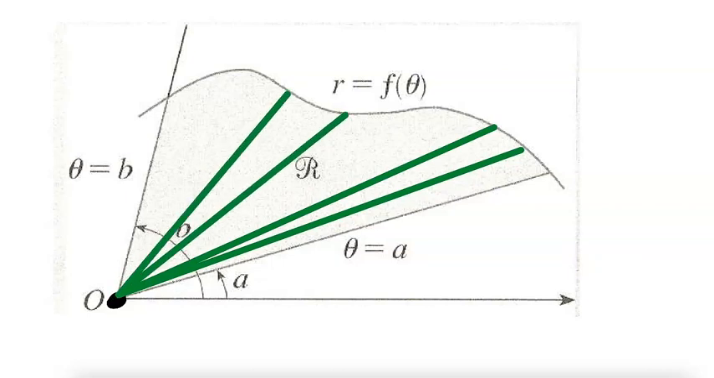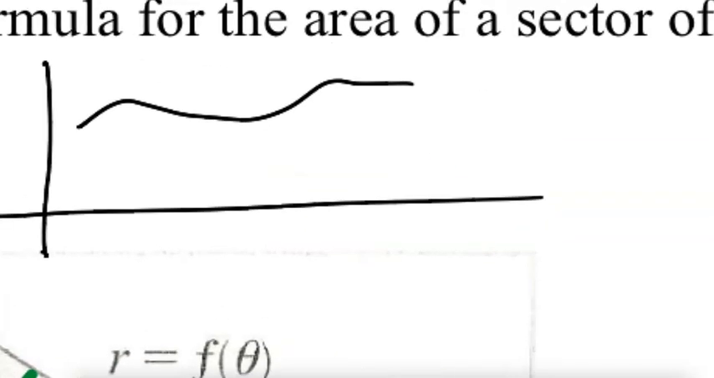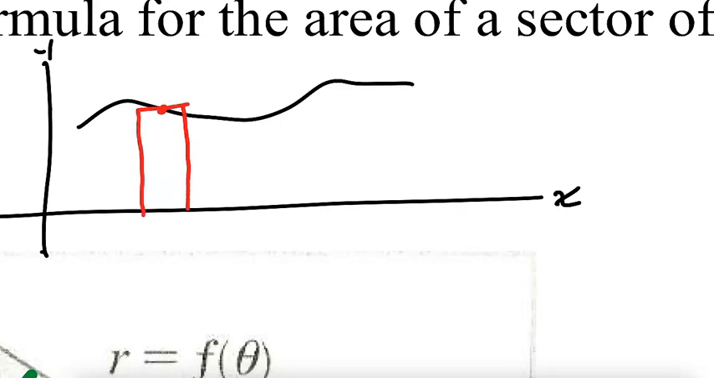And just like in the xy plane, in order to approximate this, right, if I wanted to approximate this in the xy plane, we did a rectangular approximation, right? We did Riemann sums. So say I wanted to do a midpoint, it would go something like this.